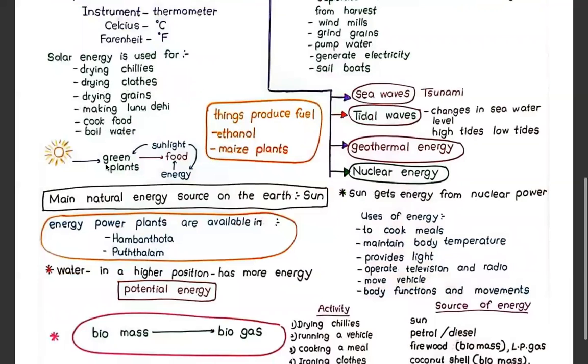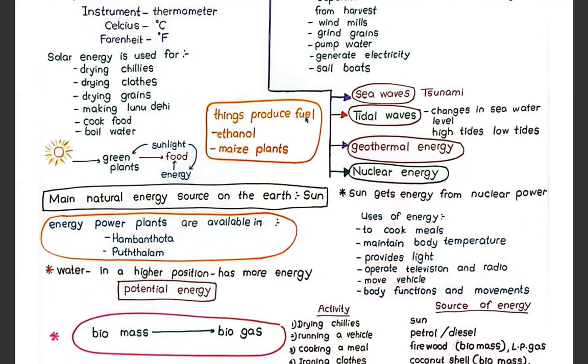You have sunlight, and green plants get sunlight and they produce food. In order to produce food, they need energy, right? So sunlight turns into energy, and food needs energy. Food has energy. Things produce fuel.